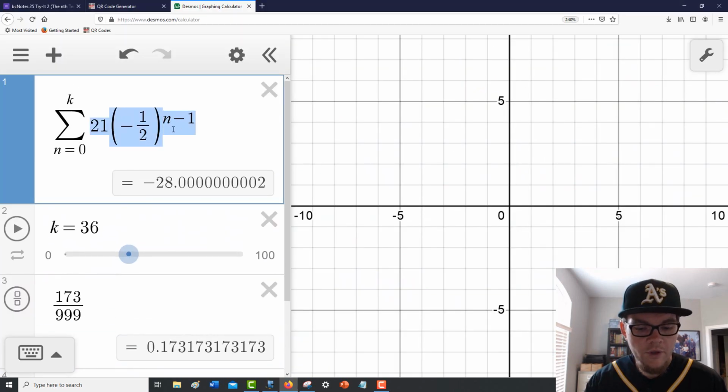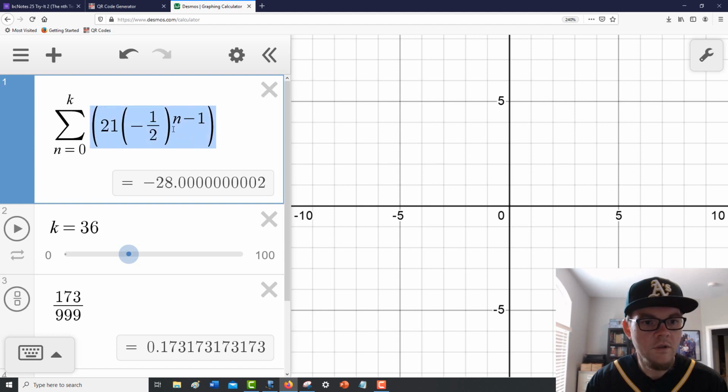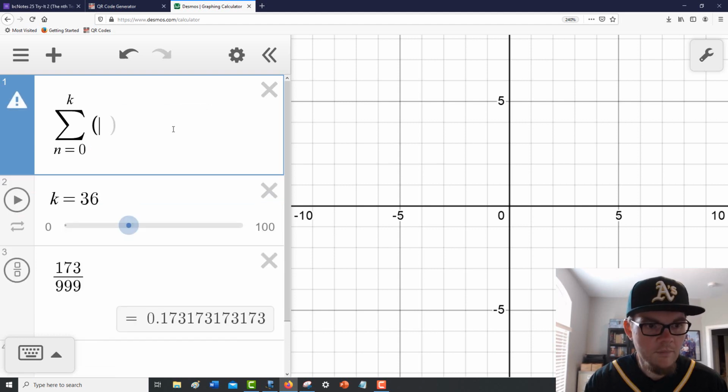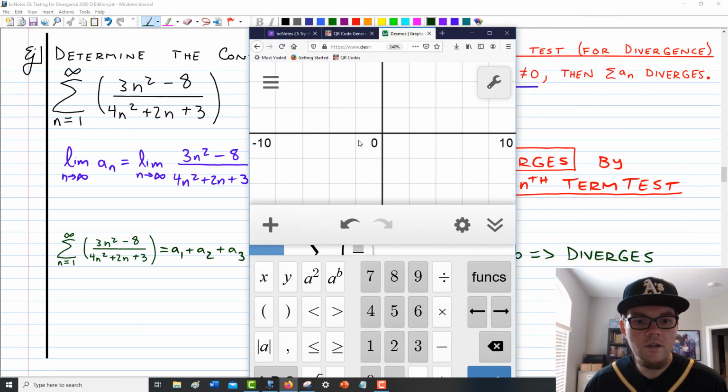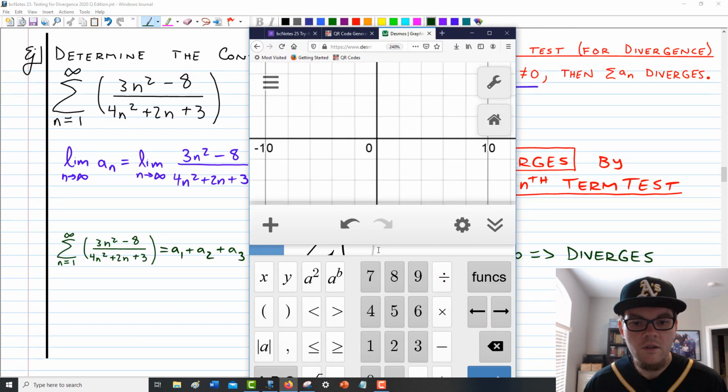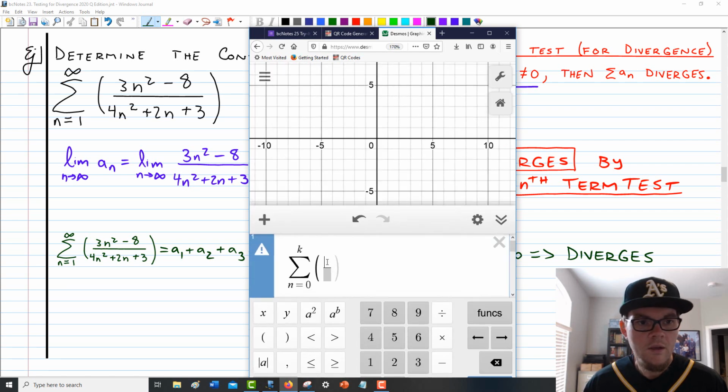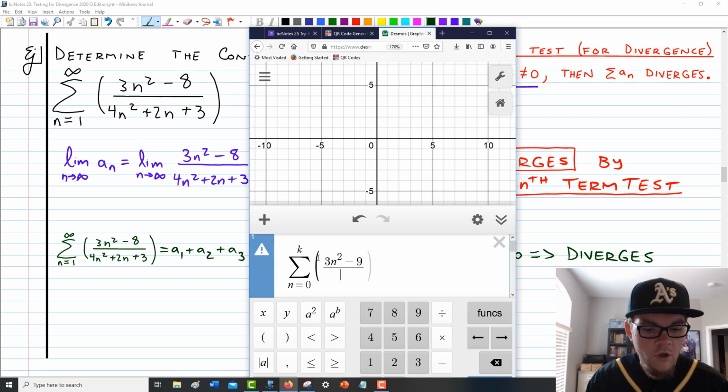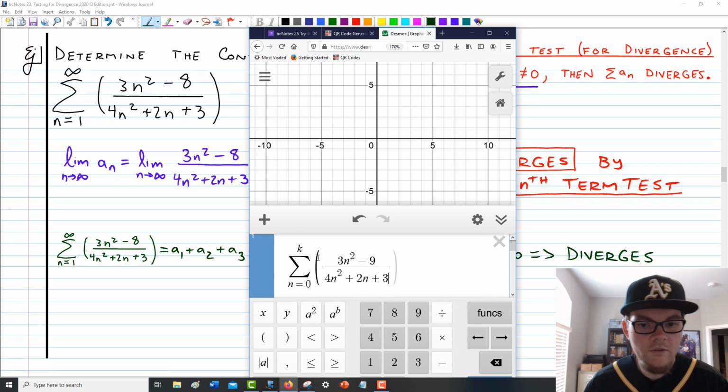So in this case, we'll put in our, oh shoot. Okay, let's make sure I do this correctly. There's our series. Oh, I completely have lost it all. Okay, maybe I need to zoom out a little bit. There we go. So our series is 3n squared minus 8 over 4n squared plus 2n plus 3.